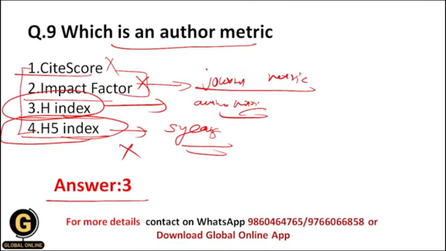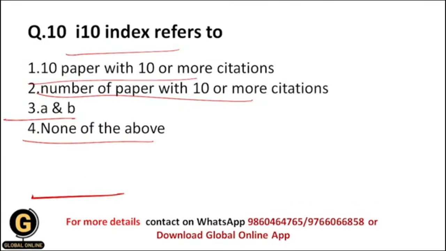So just remember over here that H index is author metric, then cite score, impact factor, H5 index, AI is nothing but what? It is actually the journal metric. And I-10 index, this concept is also very important because on this concept as well you will be asked questions in PhD entrance test. So I-10 index is basically nothing but the number of papers with at least 10 citations.